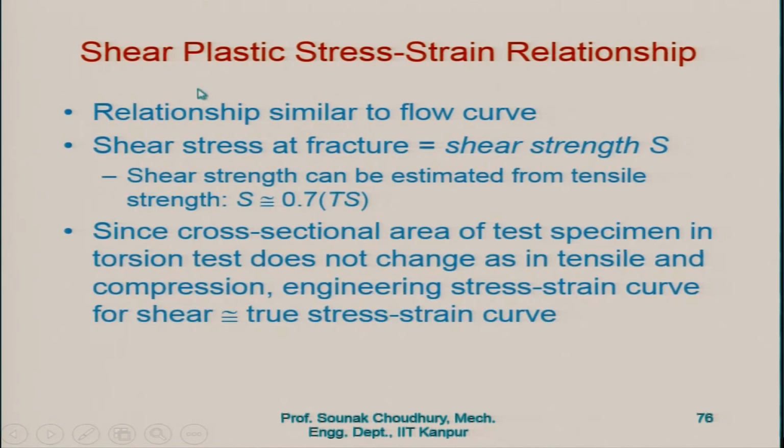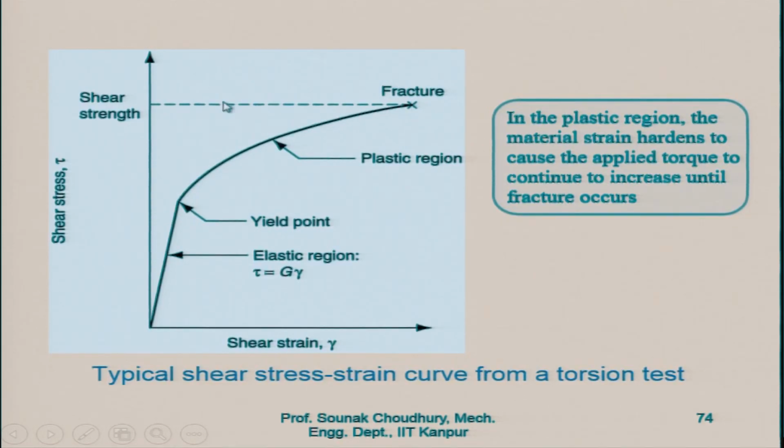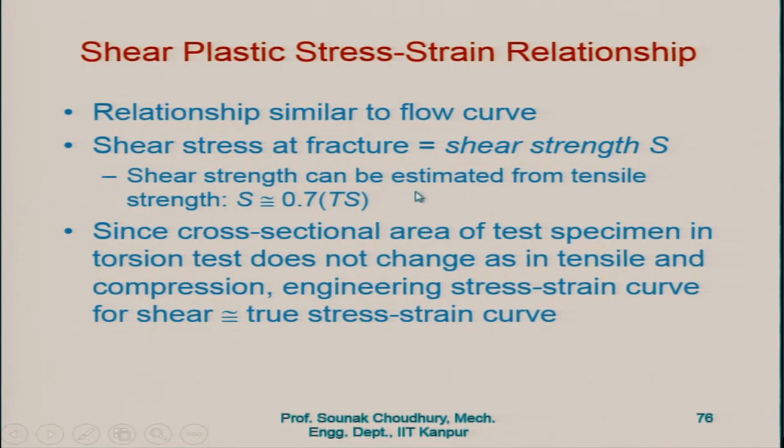Shear plastic stress strain relationship is similar to the flow curve relationship. Shear stress at fracture is equal to the shear strength. That is what we said here, this is equal to the shear strength. Shear strength can be estimated from tensile strength, which is about 70% of the tensile stress. This is how you can find out the shear strength.